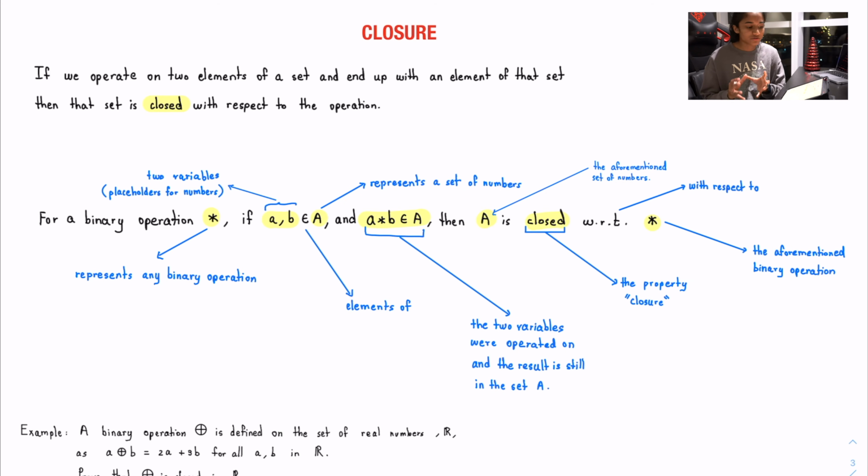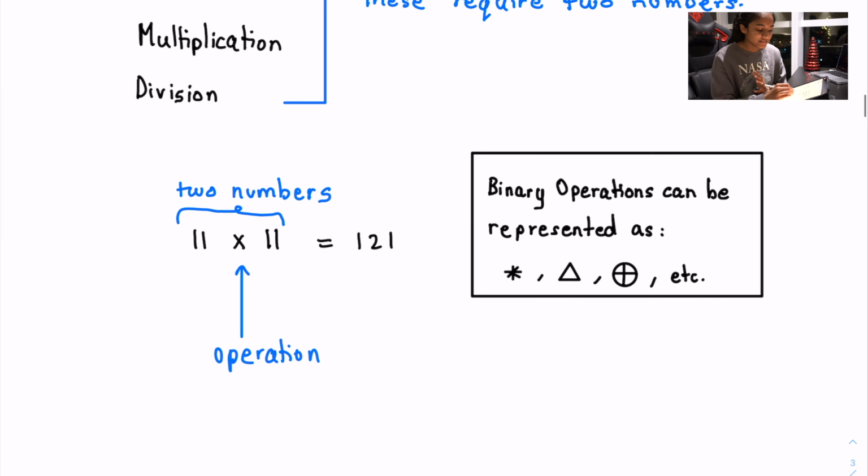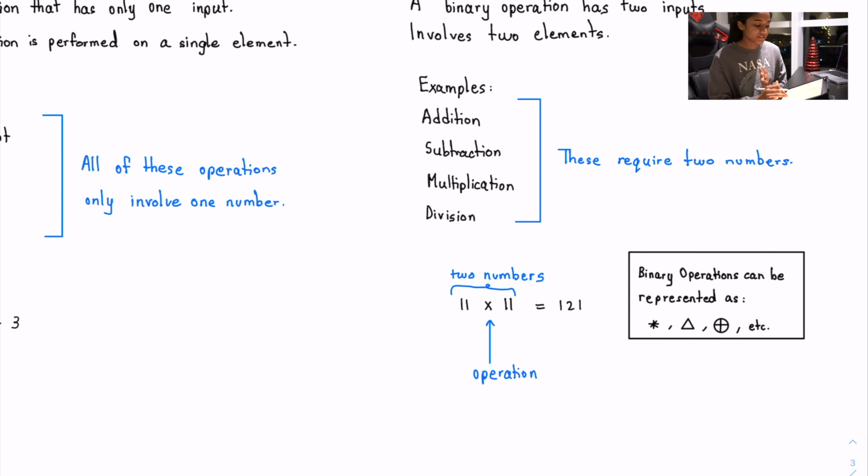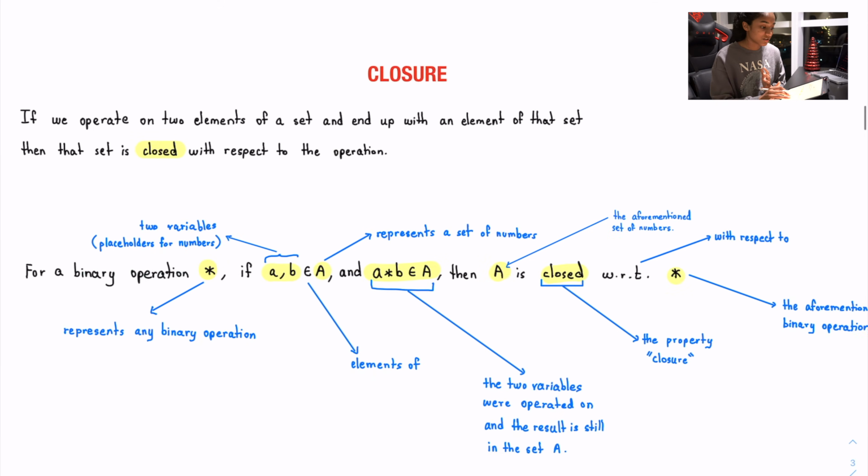If you got confused, don't worry, we're going to break it down just now with an example. This is just a symbol for an operation. Remember, I told you it could be any of these here and more. So don't get scared by the star.